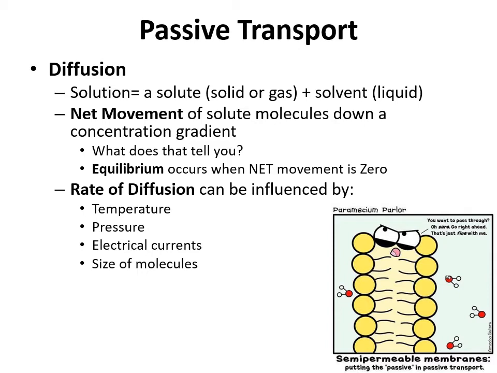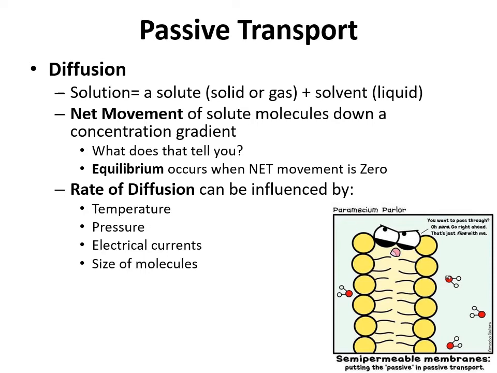Focus more on the fact that when you see diffusion, it is passive, meaning it will not require energy because you are moving solutes from high to low, and that is how things like to move in biology. Now, the rate of that movement can be influenced by various different things such as temperature, pressure, electrical currents, or size of molecules.